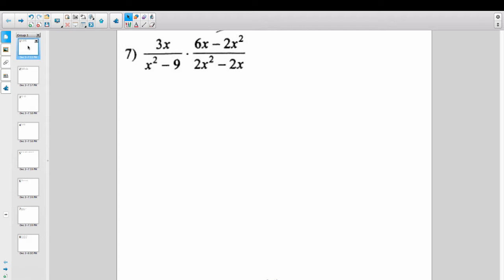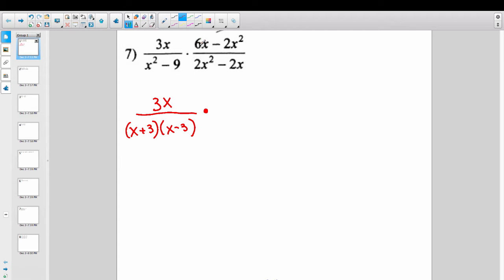So number 7, multiplying fractions. The whole idea here is factor and cancel. Whatever's left is your answer. So 3x is 3x. There's nothing I can do with it. However, the bottom is dots, so we would factor that to be x plus 3, x minus 3, multiplied by, okay, 6x minus 2x squared.